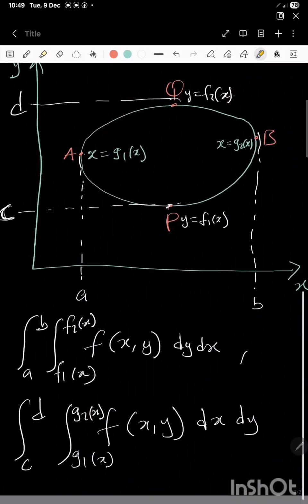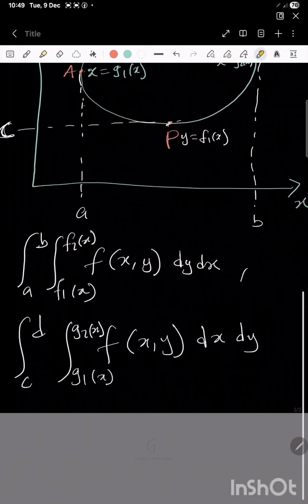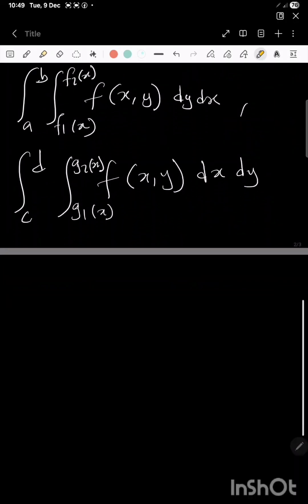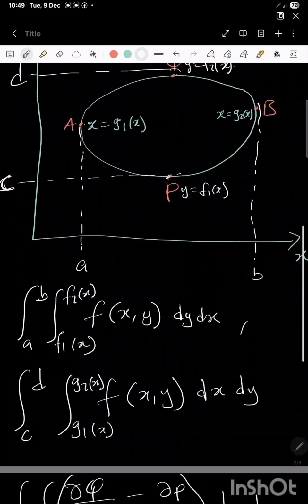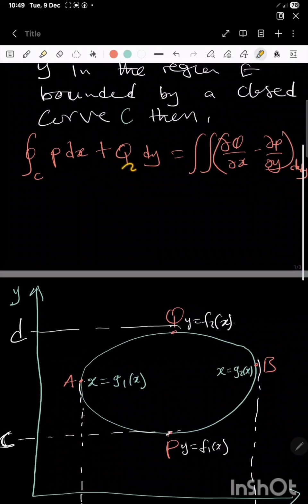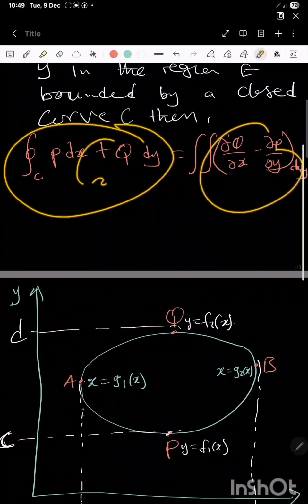So I'm going to pick it as the double integral of ∂Q/∂x minus ∂P/∂y, and this is given as dx dy. Okay, so this is what we have. Now we want to prove that this which we've written is supposed to be equal to this one here. So this is equal to that.